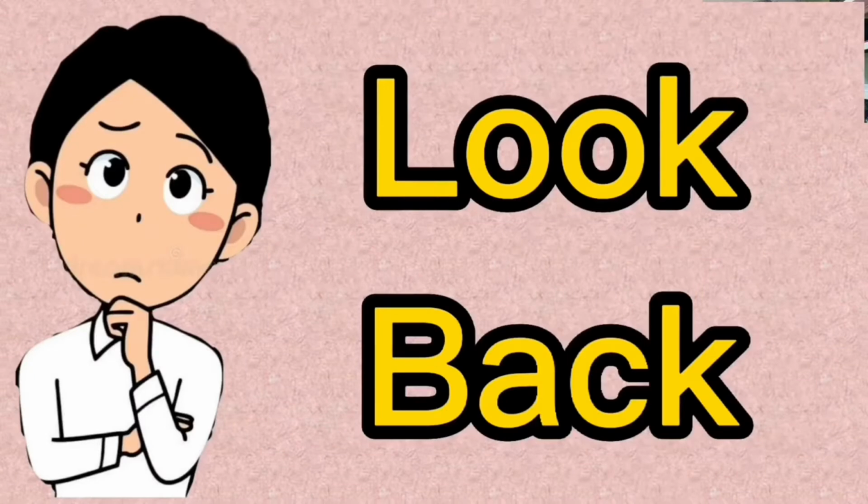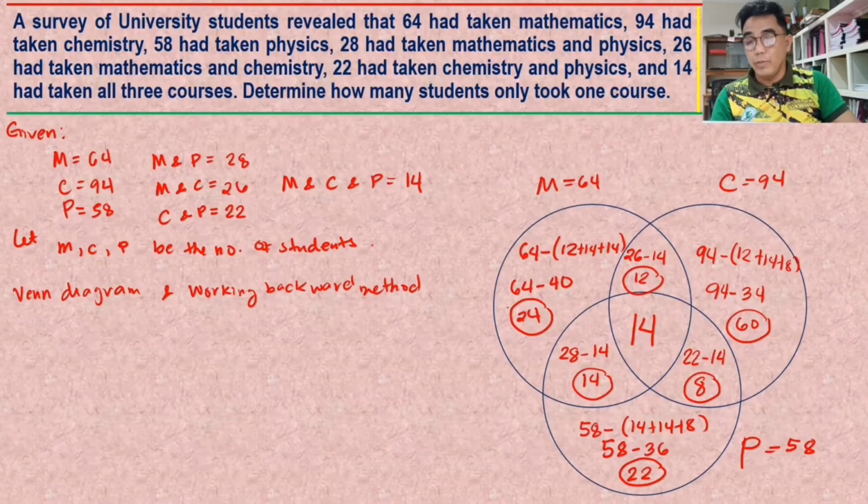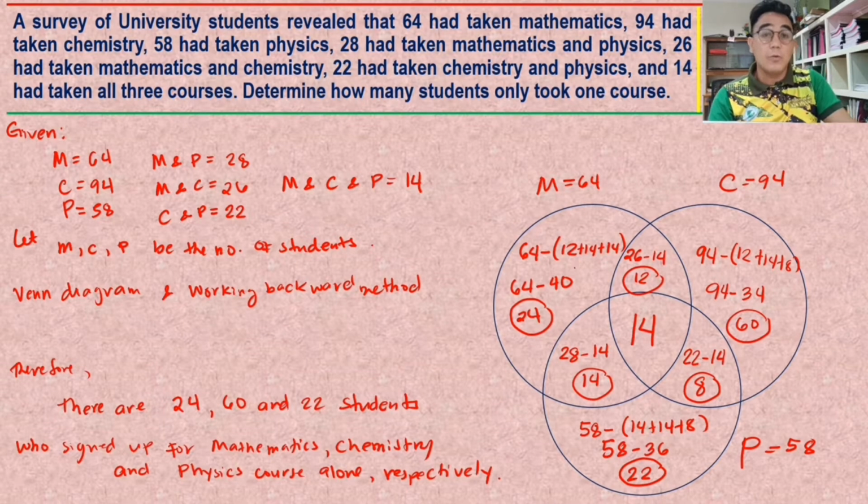Look back. As a result of solving this problem, we found out that there are 24, 60, and 22 students who took mathematics, chemistry, and physics alone, respectively. This is how we solve problem number 1.